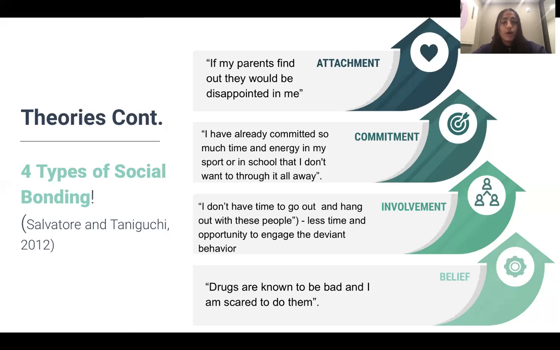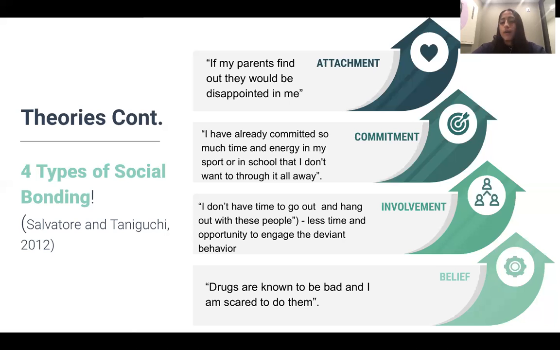The third one is involvement. So this is basically, I don't have time to go hang out with these people. So if you don't have time to hang out with individuals that smoke marijuana or use marijuana, then you're also less likely to do it yourself because you're not engaging with that environment or that behavior.